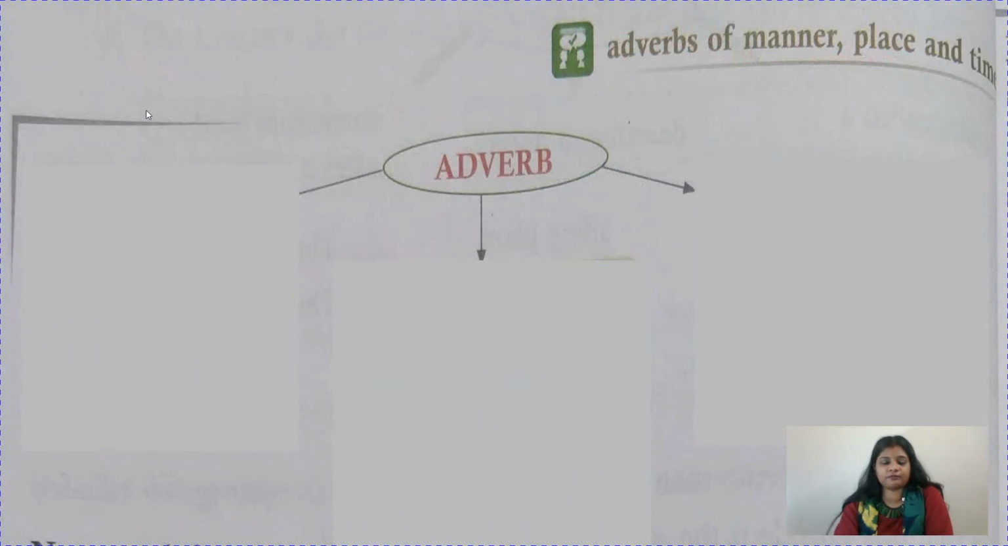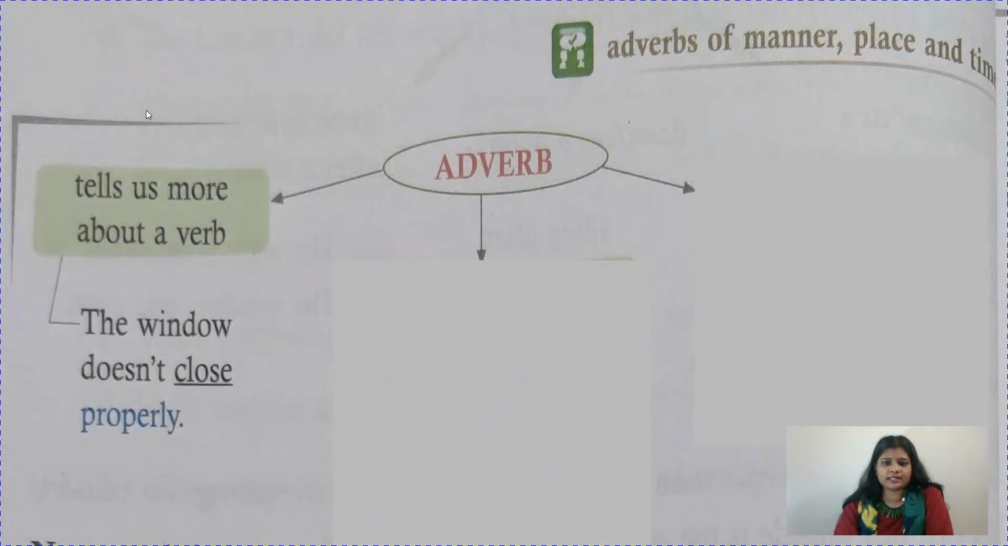Now children, different types of adverb we will learn here: adverb of manner, adverb of place, and adverb of time. First we will learn about adverb, then these parts. So what is an adverb? It tells us more about a verb. Like adjective, we have learnt, it describes a noun. In the same way, what is an adverb? It tells us more about a verb.